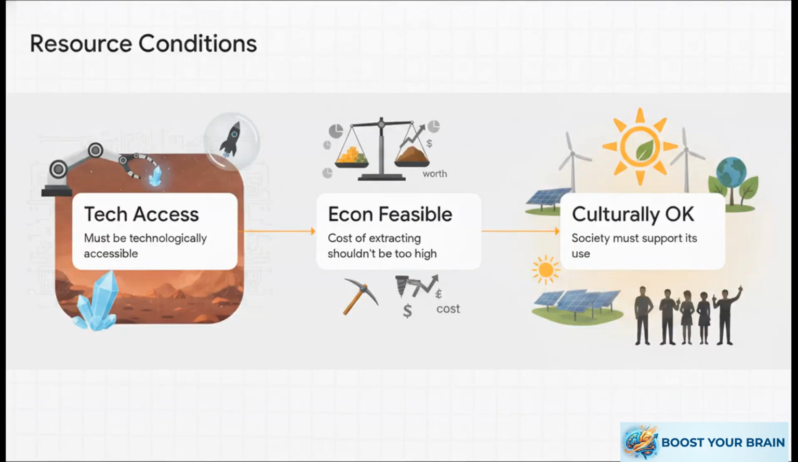Okay, let's dive into this a bit deeper, because it's not just about being loosely useful. For something to officially be categorized as a resource, it has to meet three very strict conditions. First up, it must be technologically accessible. For example, we know for a fact there are valuable minerals sitting on Mars right now, but without the everyday technology to actually mine them and bring them back, they aren't a practical resource to us today.